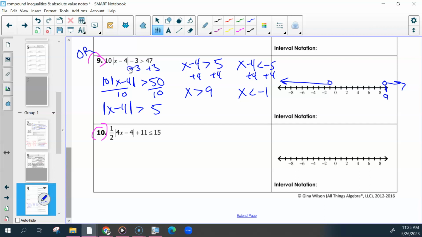And then interval notation, looking at where does it start, keeps going to the left, so negative infinity, stops at negative 1, it's open, so parentheses, and then write or, starts again at 9 and keeps going to infinity.